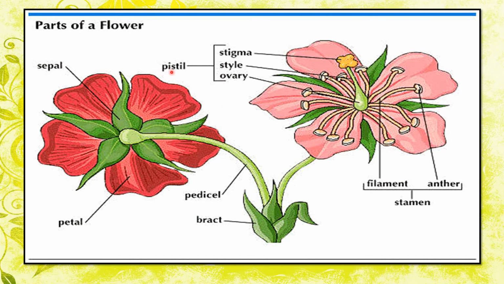Next is pistil or the carpel. This is the female reproductive part of the flower, and the carpel consists of a swollen base, and this is known as ovary. A long stalk-like structure called style, and a small expanded part, the sticky part, called stigma, is present over the style. Ovary has one or more ovules inside it.